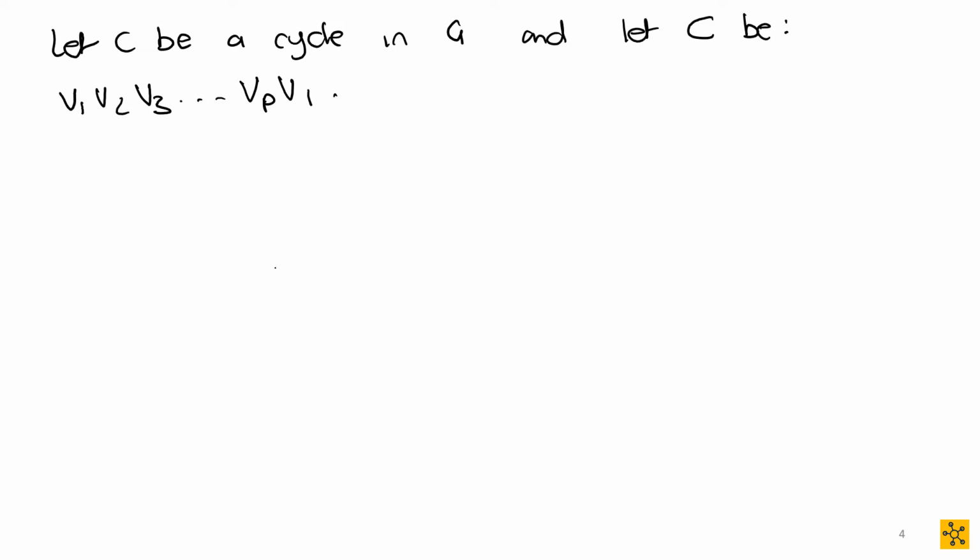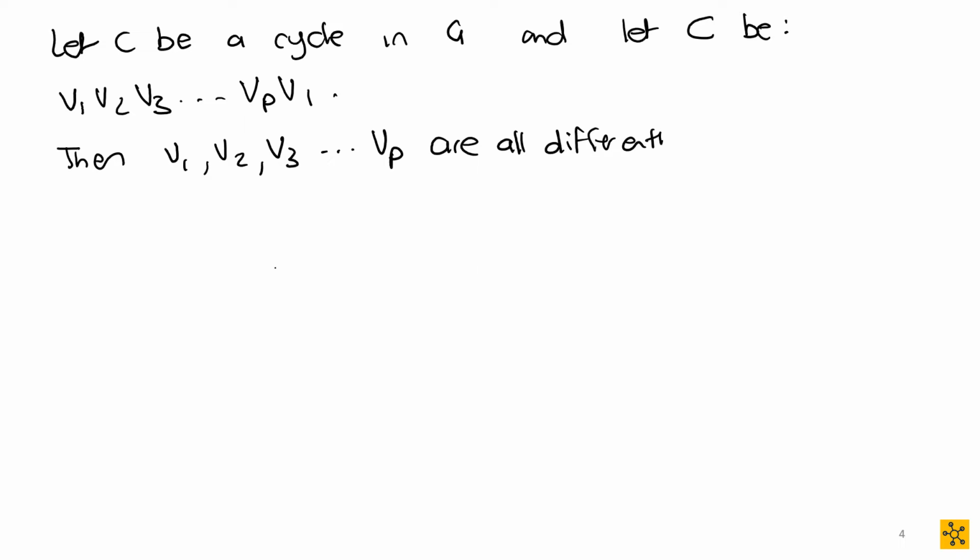Okay, what else do you know? Then, because it is a cycle, and a cycle is made up of paths, the vertices are going to be different. So you tell the reader that. You say, then V1, V2, V3 to VP are all different, and the cycle is of length P. And the length of C is P.